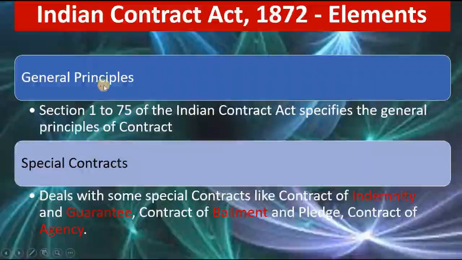And again, general principles and special contracts. So here the Indian Contract Act has two parts. The first one, general principles, and the second one, special contracts. Sections 1 to 75 of the Indian Contract Act specify the general principles of the contract which are applicable to all the contracts.